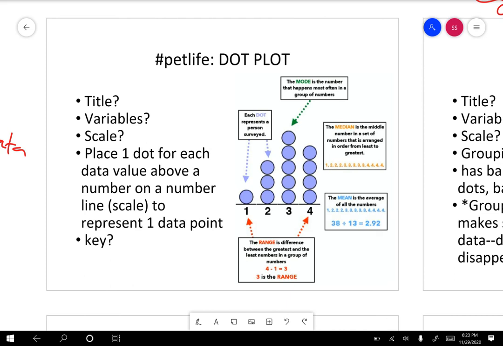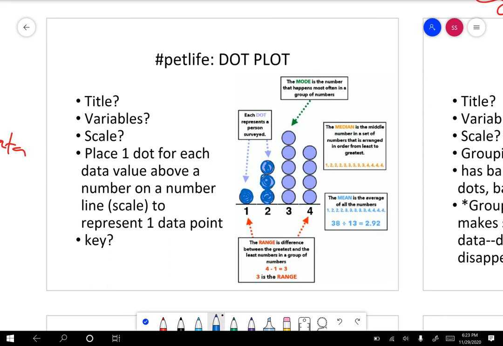Basically, dot plots show it's a visual representation of the data, right? Just like any graph. What's nice about dot plots is that it's very clear what the frequency for each value is. Basically, what you do is have one dot, so each of these dots represents one person's data.